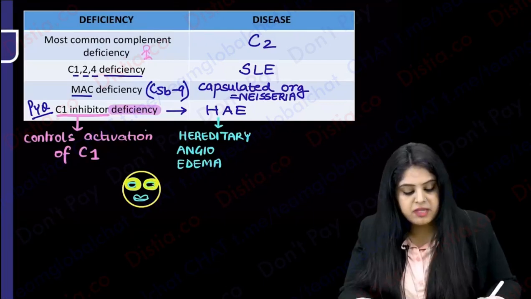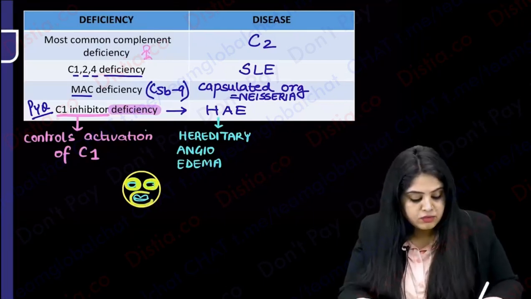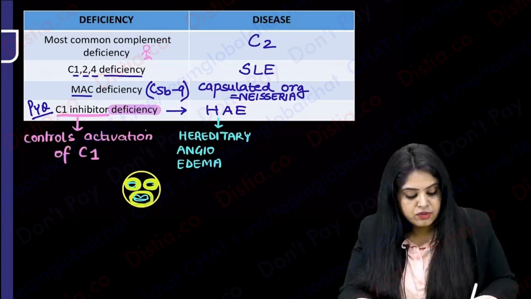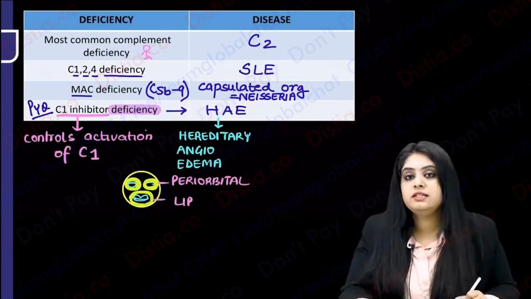Number one, the edema is periorbital, and second, the edema is going to be around the lips. So a very weird looking man that we had drawn, right? So remember, there is a periorbital and a mouth or around the lips. That is where the edema is.